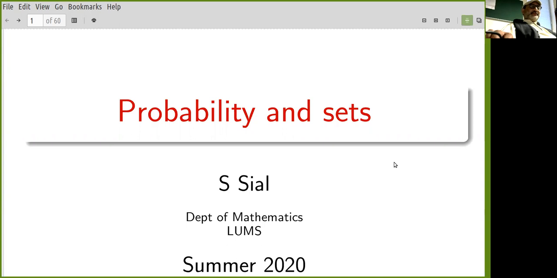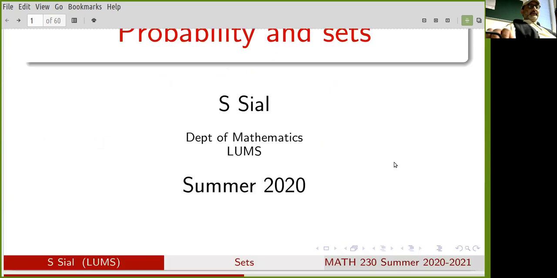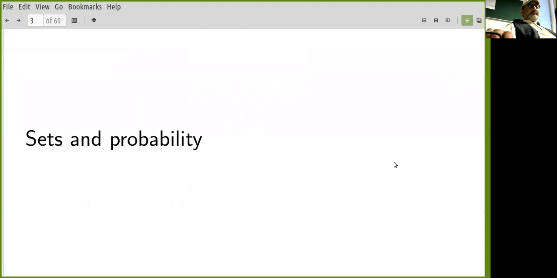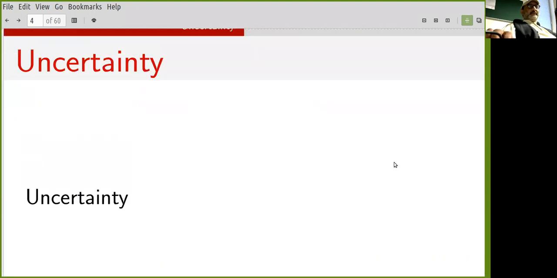In this session, we'll cover a small review of set theory, which is necessary for building our theory of probability. But first of all, what do we mean by probability?